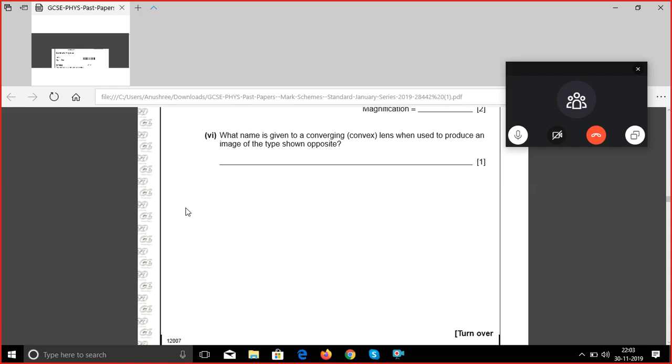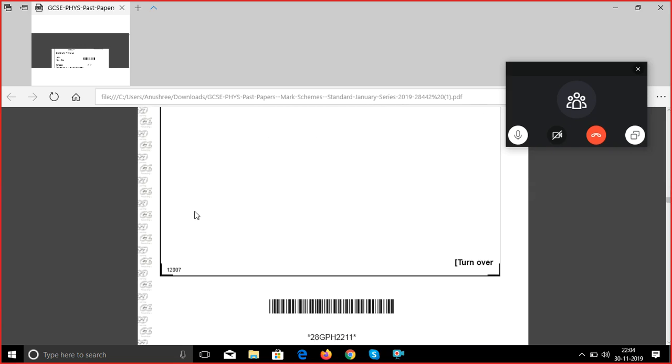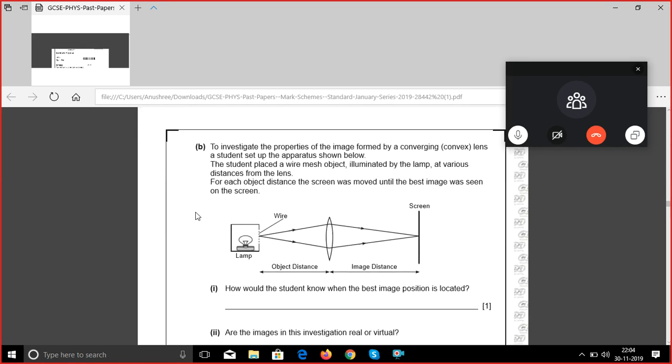Okay, continue. What name is given to the converging lens when it's used to produce an image of the type shown opposite? It's a magnifying glass. So when used to produce an image of the type shown below, yes, that's correct, a magnifying glass. Okay, the next one.